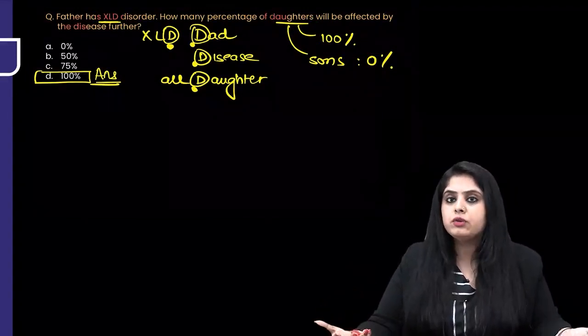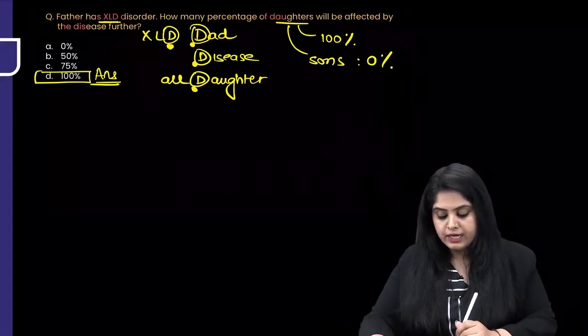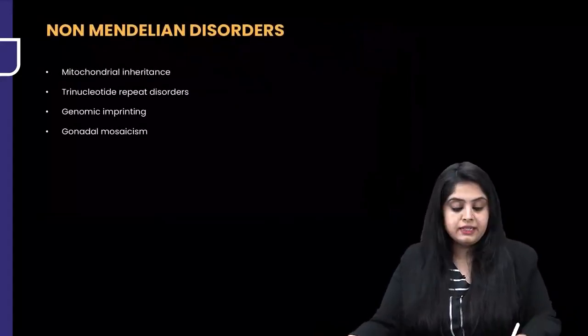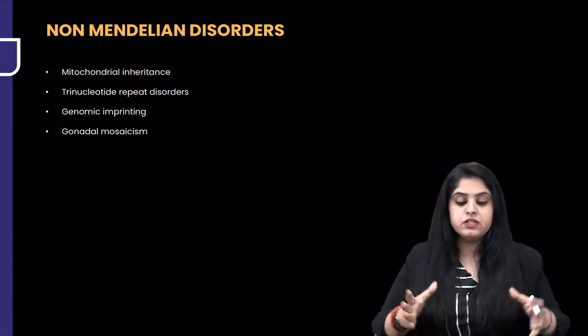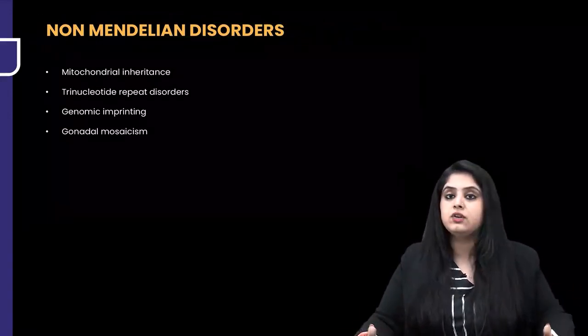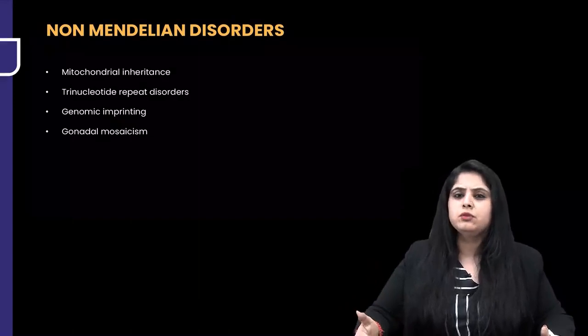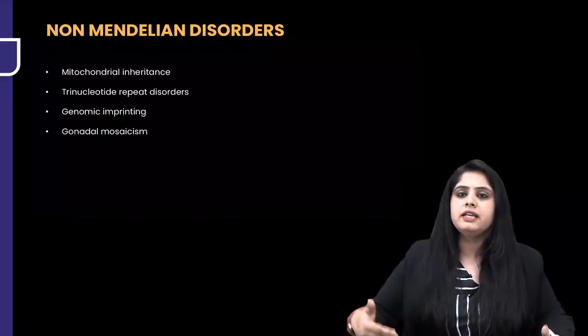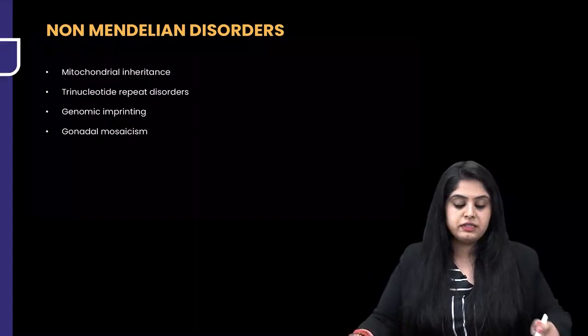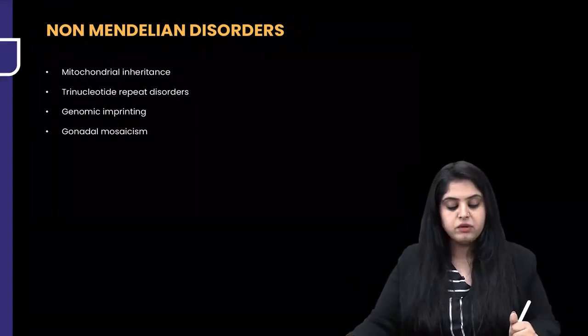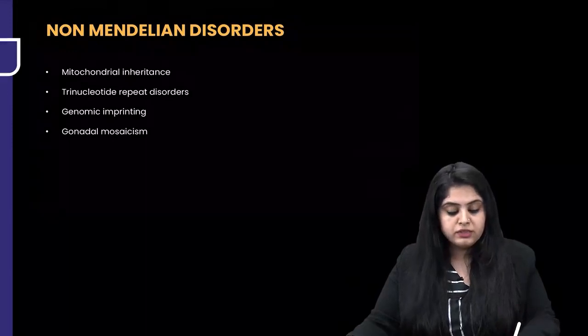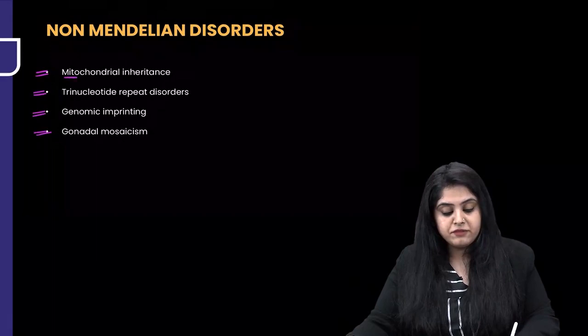What are we going to move on to next? Next, we are going to go ahead and talk about the non-Mendelian disorders. So let's quickly move on to the second part. As we had decided, we had divided genetics into three parts: Mendelian, non-Mendelian, a little bit of chromosomal if we can touch upon it, and then we'll be going on to the diagnostic things. So now we are talking about non-Mendelian disorders. When we say non-Mendelian disorders, please note these are the four things that are going to come under it. Please note very carefully. Number one, mitochondrial inheritance.